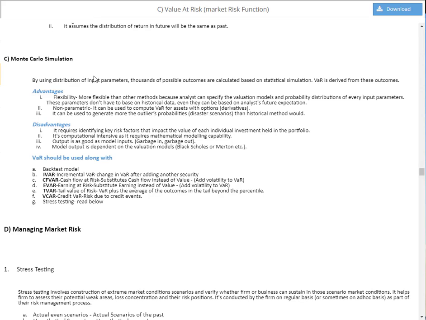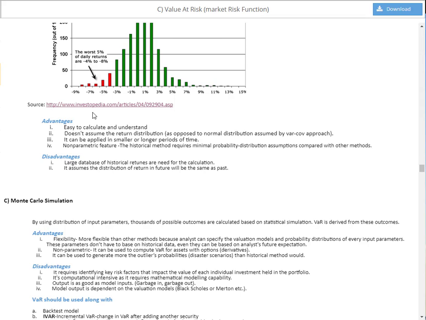Here's the last one, which is the most famous one, and we require a sophisticated modern IT system to do these simulations. By using distributions of inputs, thousands of possible outcomes are calculated based on statistical simulation, and VAR is derived from these outcomes. To compute VAR, obviously there are a lot of inputs, a lot of assumptions, and risk factors, and the distributions of those inputs are created in the case of Monte Carlo simulation, and their outcomes are predicted by doing that statistical simulation, and then VAR is derived from those outcomes.